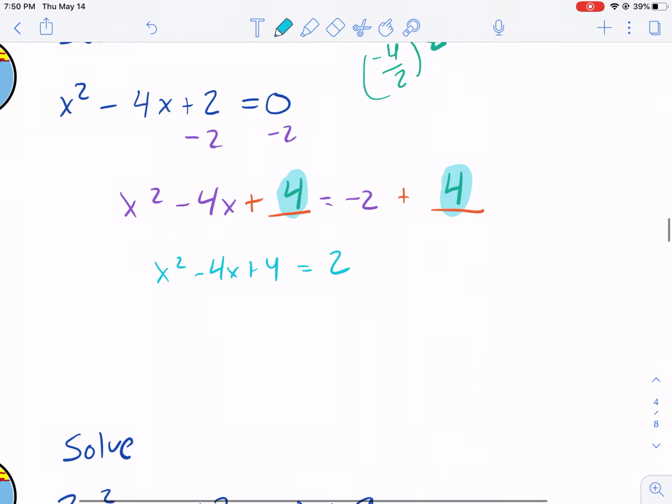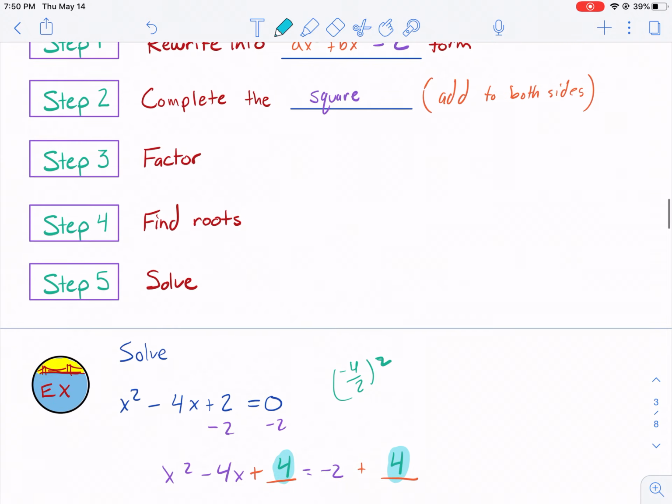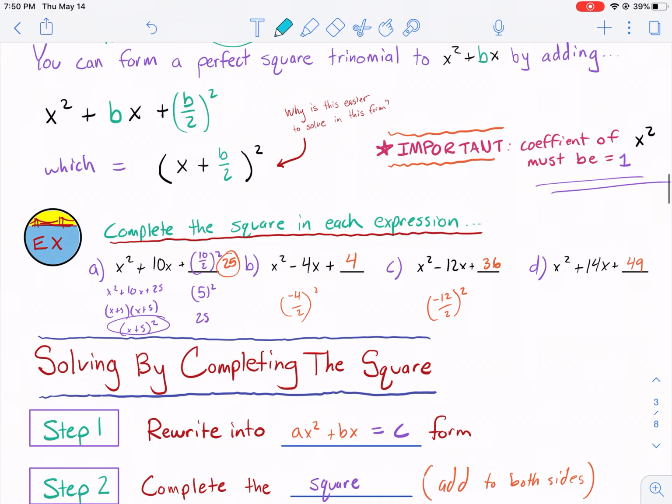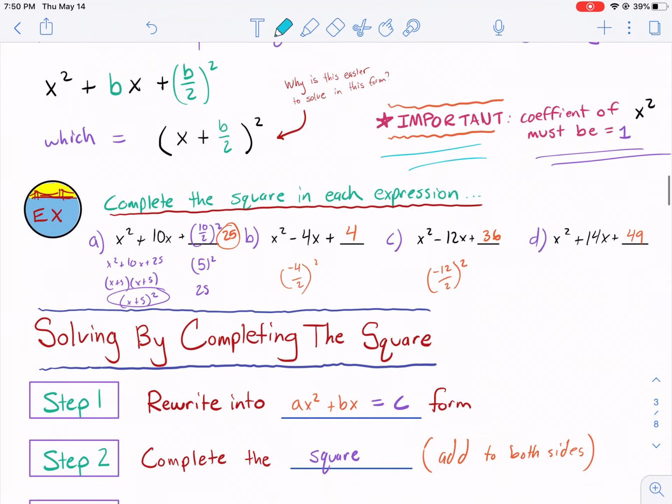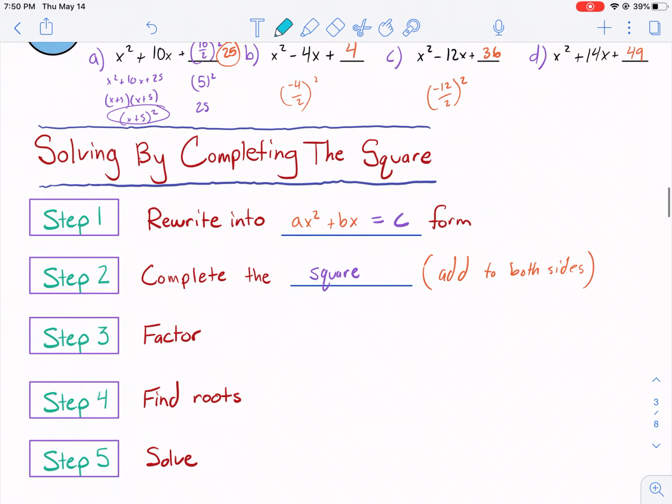Why is this useful? Now I know that this can be factored. How can it be factored? It's a perfect square trinomial, which means it's x minus 2 squared equals 2. See why that's a little more useful? That's exactly why this was important. That's why I wrote important next to it and put a star. That's how you know it's really important.